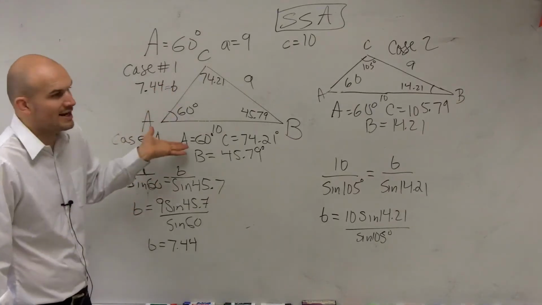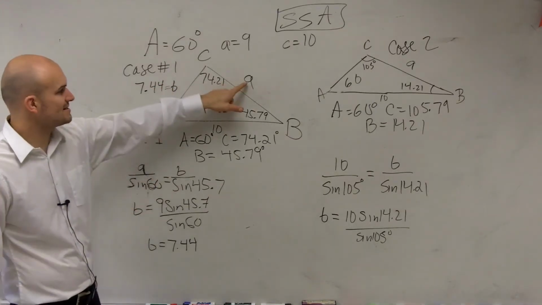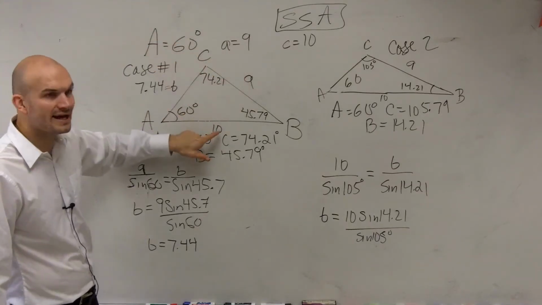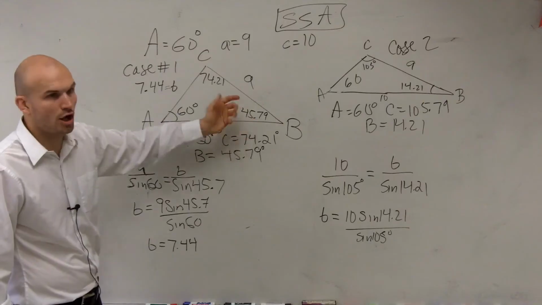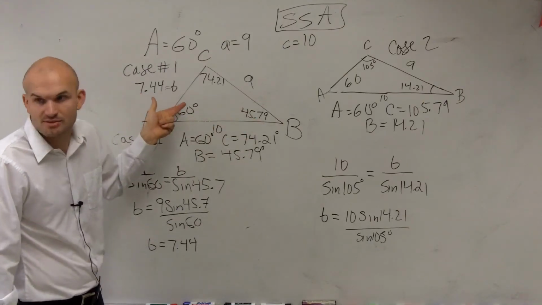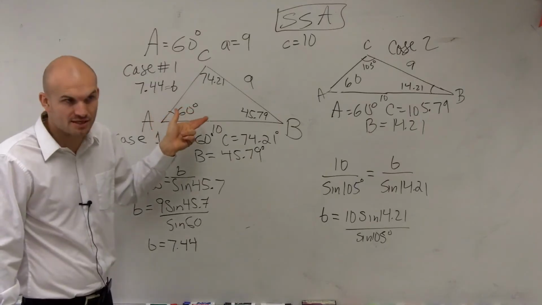And let's look at it. Does that kind of make sense? Well, at 60 degrees, my side length is 9. Right? At 74 degrees, my side length is 10. So if my angle B is smaller than all those other two angles, then length B should be smaller then, right? Does that kind of make a little sense?